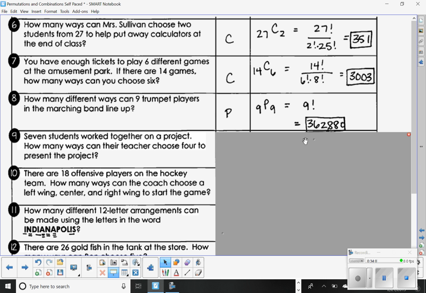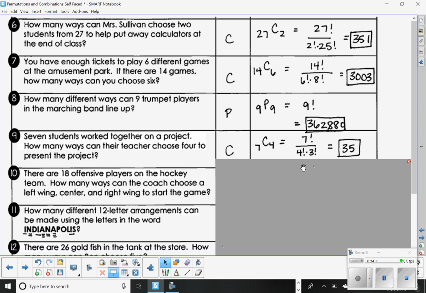7 students work together on a project. How many ways can their teacher choose 4 to present the project? You got it. Combination. They're all presenting.